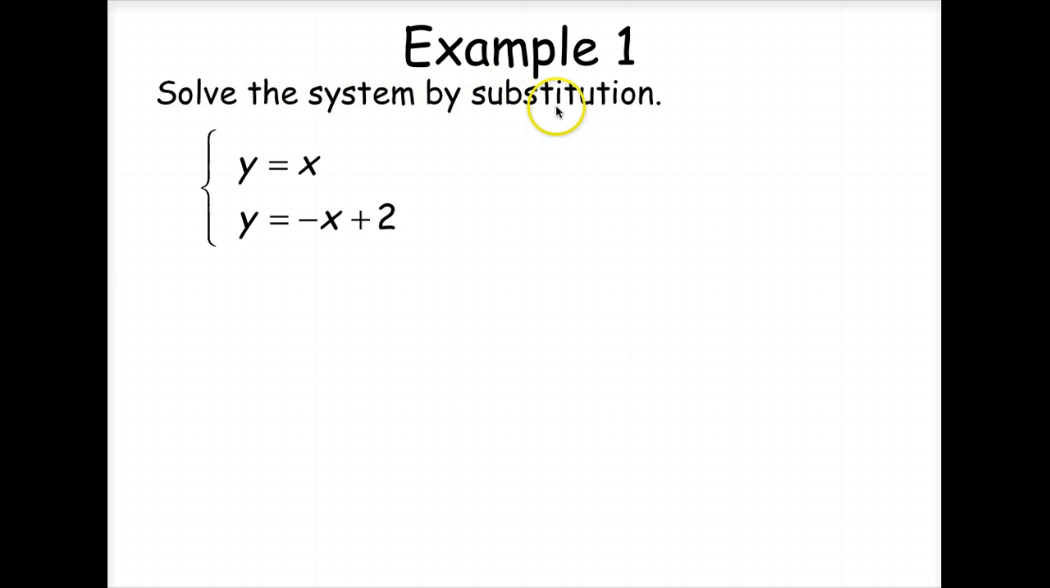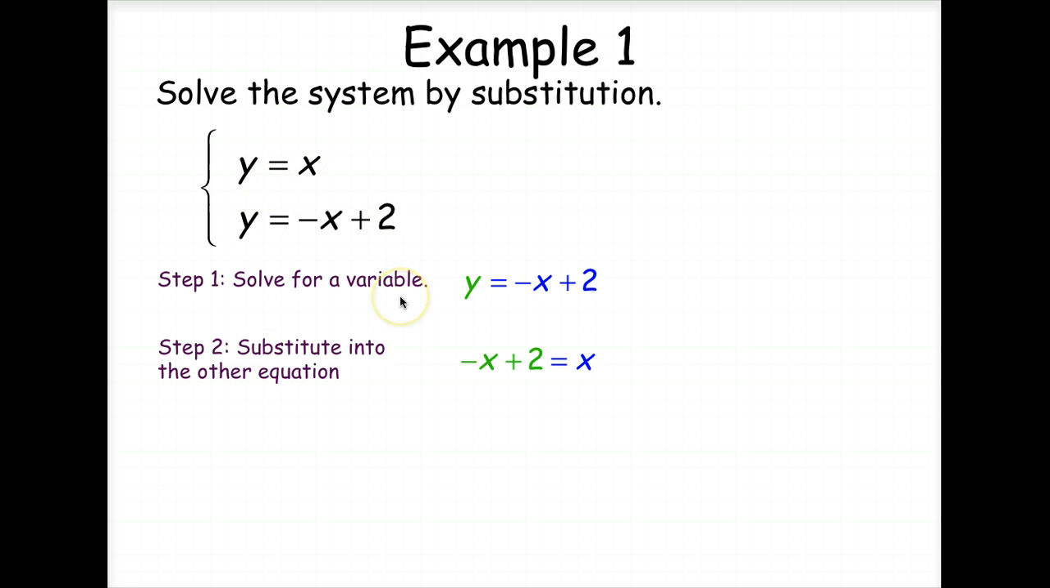So we're going to solve this system by substitution. We see that we have y equals x and y equals -x plus 2. So we're going to solve for a variable. Well, no problem, because this one's already solved for a variable. By golly, so is this one. So now what we're going to do is, in place of y, we're going to put -x plus 2. Or notice, remember the transitive property? Both of these are equal to y, so they're equal to each other. That's very simple.